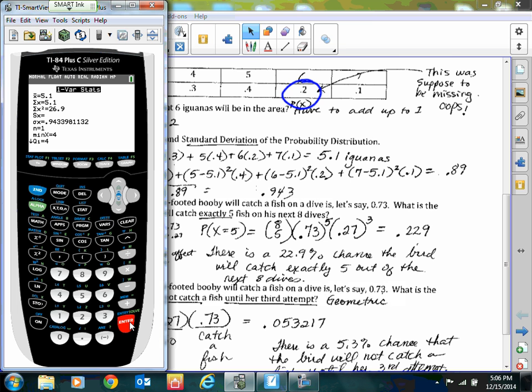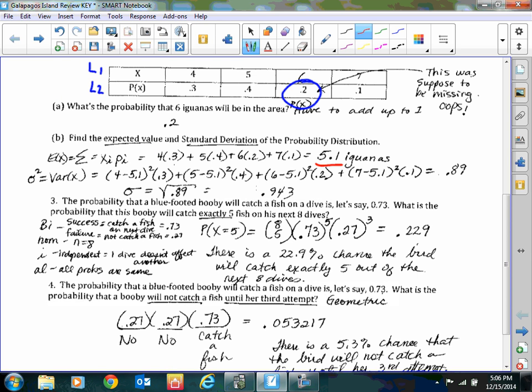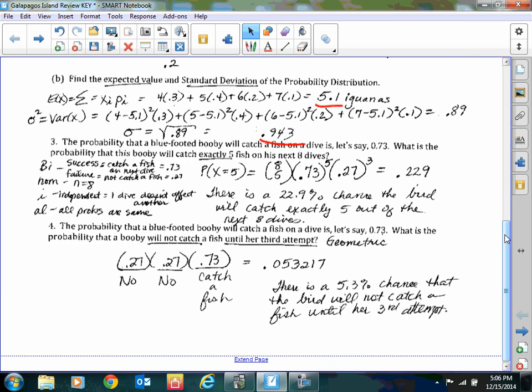X bar is the mean of X, and then here is the standard deviation. So you can see I did not have to go through that whole computation to come up with 5.1 iguanas and a standard deviation of 0.943. All right, number 3 was a problem that just asked for exactly 5 fish out of the 8.